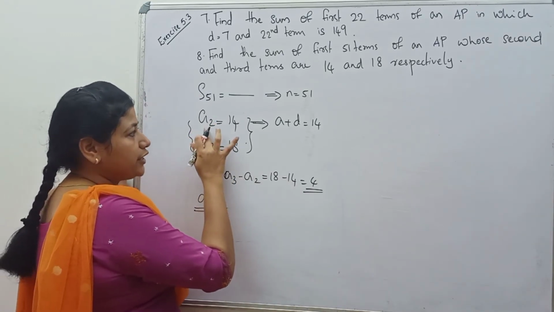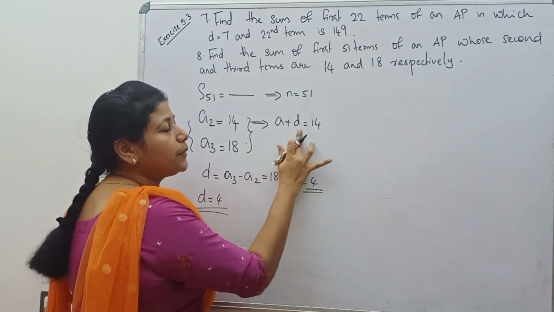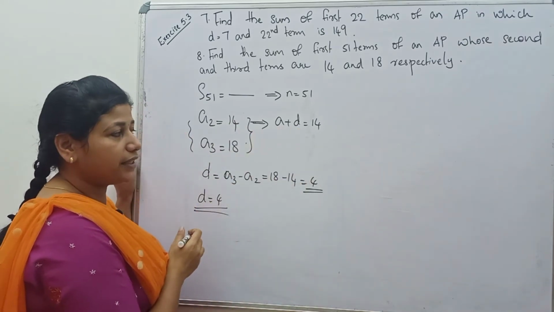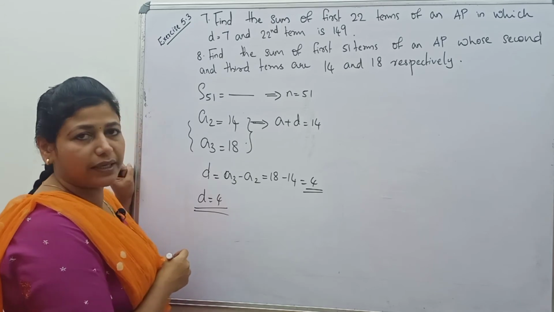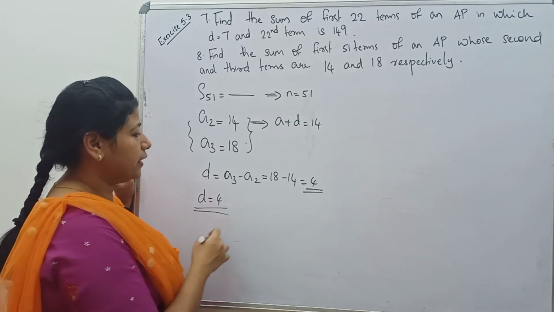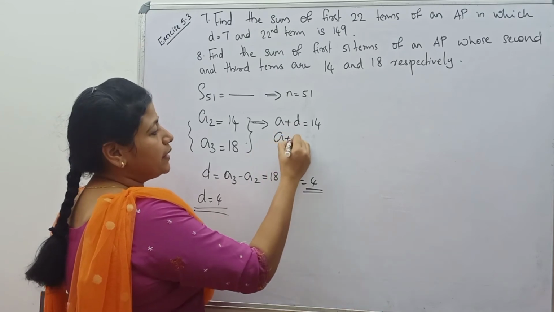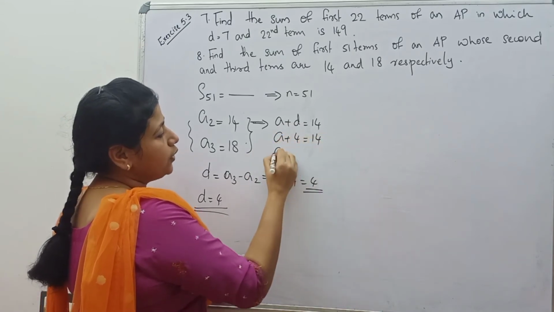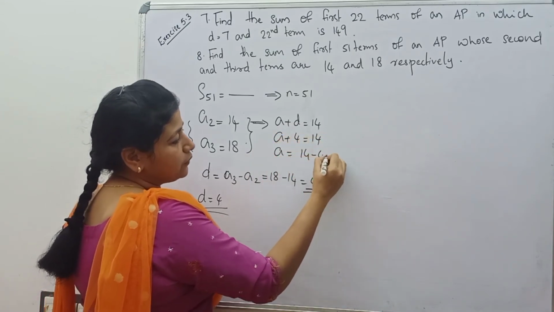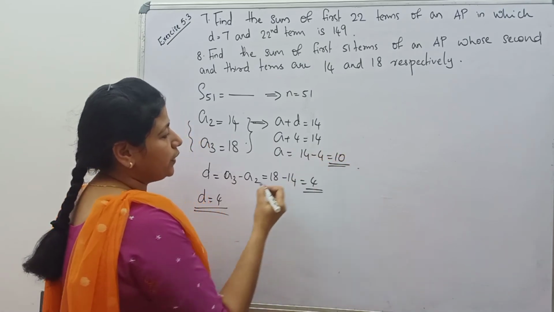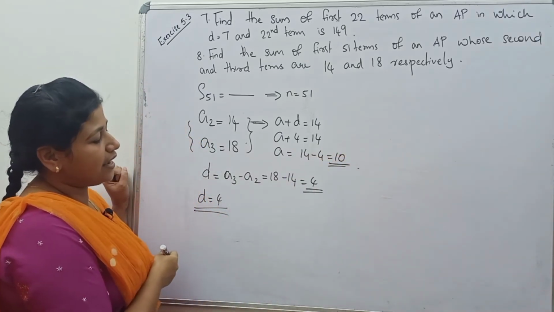പിന്നെ നമുക്ക് എന്താ അറിയാം, a2 എന്ന് പറഞ്ഞാൽ ഫസ്റ്റ് ടേമിനോട് ഒരു പ്രാവശ്യം കോമൺ ഡിഫറൻസ് പ്ലസ് ചെയ്യുമ്പോഴാണ് 14 കിട്ടുക അല്ലേ. സെക്കൻഡ് ടേം 14 എന്ന് പറഞ്ഞാൽ ഫസ്റ്റ് ടേം പ്ലസ് d ആണ് 14. So in this case we can substitute this 4 here. ഓക്കെ, a plus 4 equal to 14 or a equal to 14 minus 4 which is equal to 10. So we got a as 10 and d as 4.